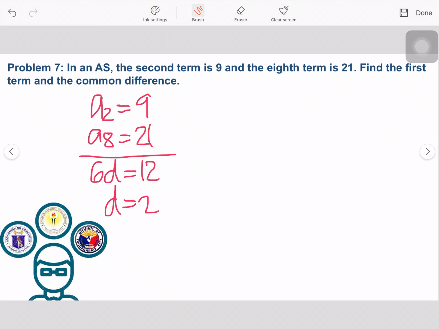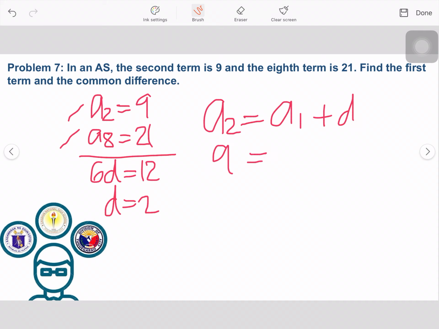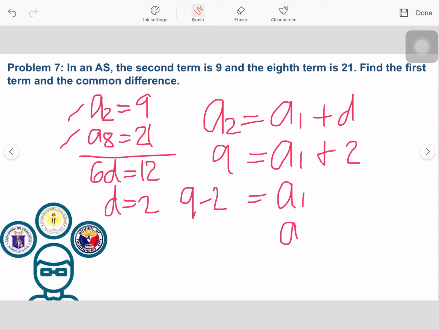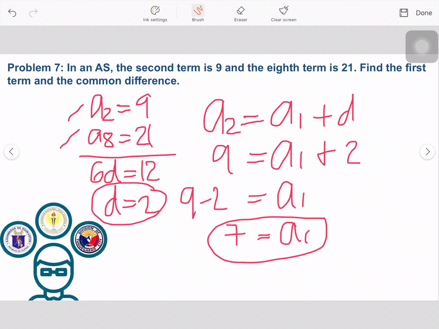Okay? So solving for a sub 1, we use either a sub 2 or a sub 8. But I think it's better to use a sub 2. A sub 2, we know, is equal to a sub 1 plus d. So a sub 2 is 9. My unknown is a sub 1. And my common difference, the one that I solved, is 2. So a sub 1 now is equal to 9 minus 2. Or a sub 1 is equal to 7. So therefore, the first term of this sequence is 7. And the common difference is 2.